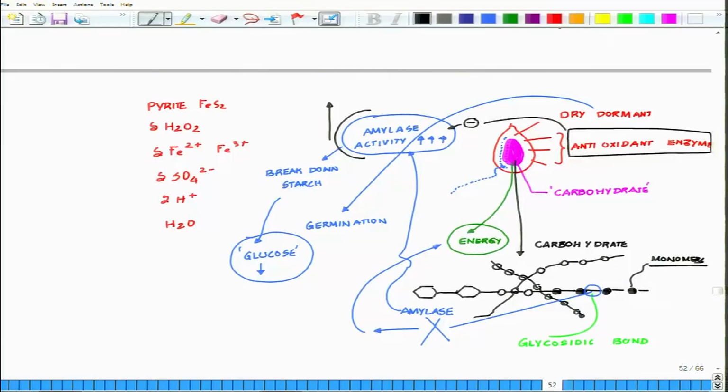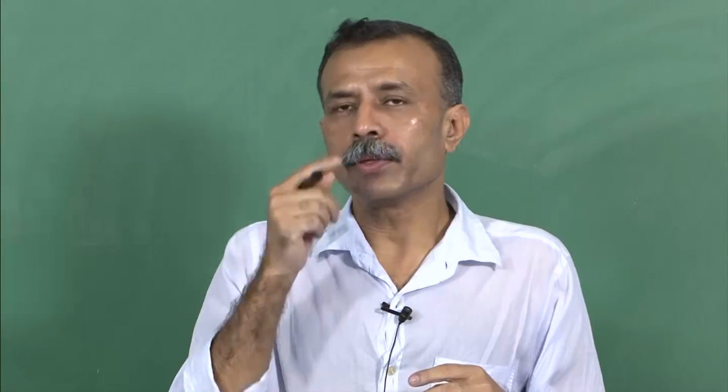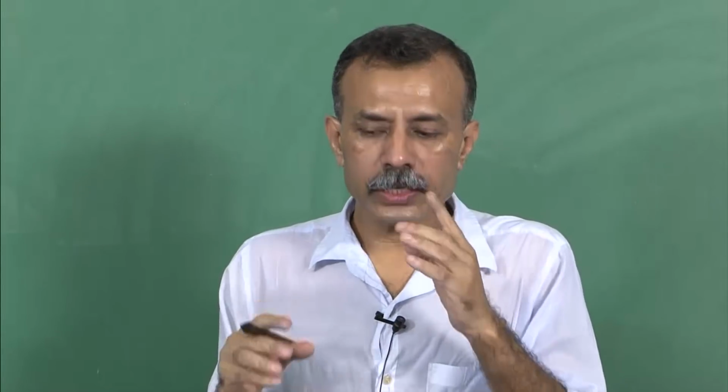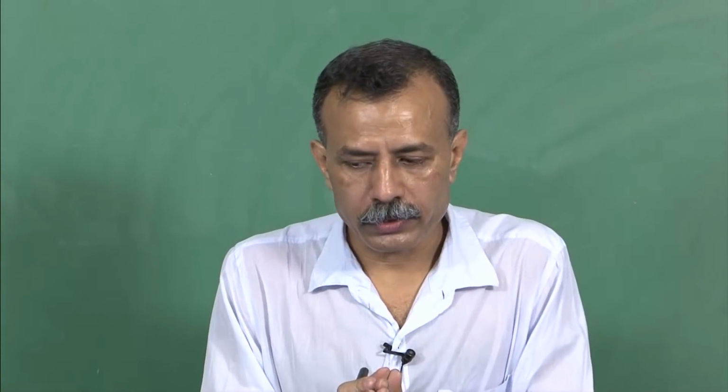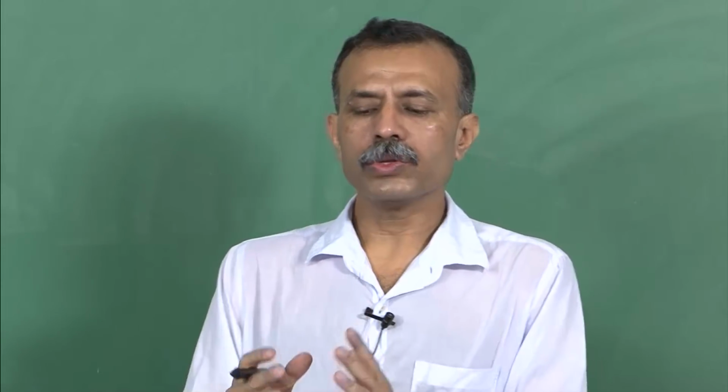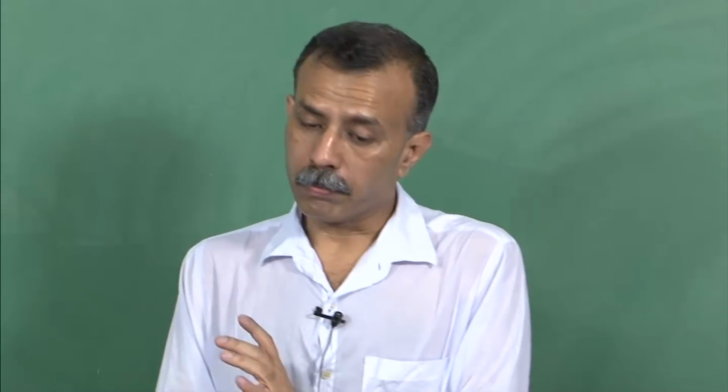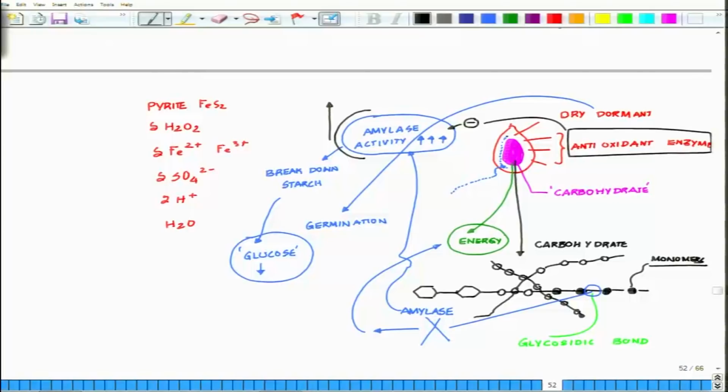So, what we observe is that amylase activity, which is responsible for breaking down the big starch molecules, is being stopped by these antioxidant enzymes. This is how nature maintains the balance, but the very moment water comes and starts activating this zone, the amylase gets into play. But now, this is all fine, so far so good.